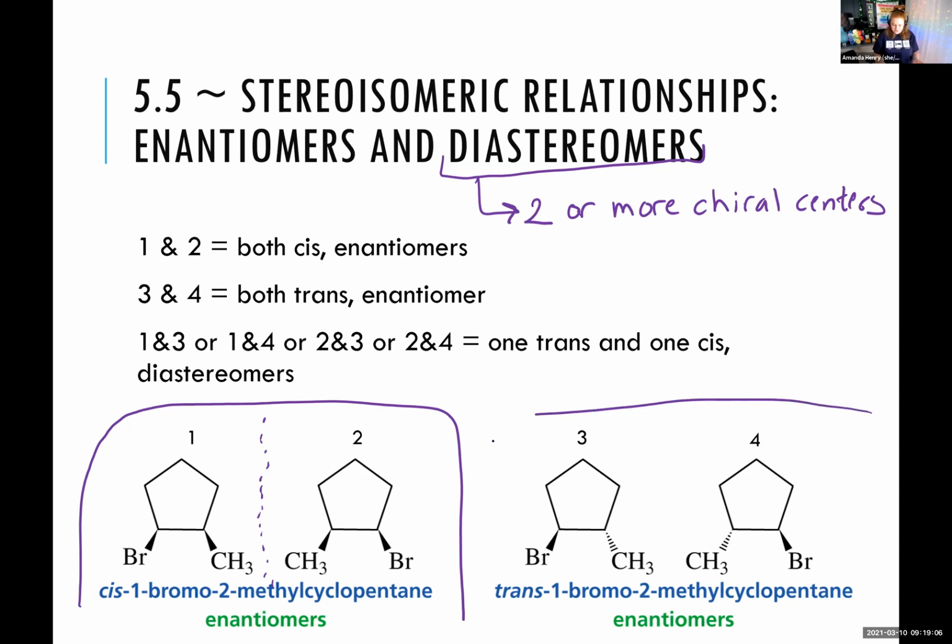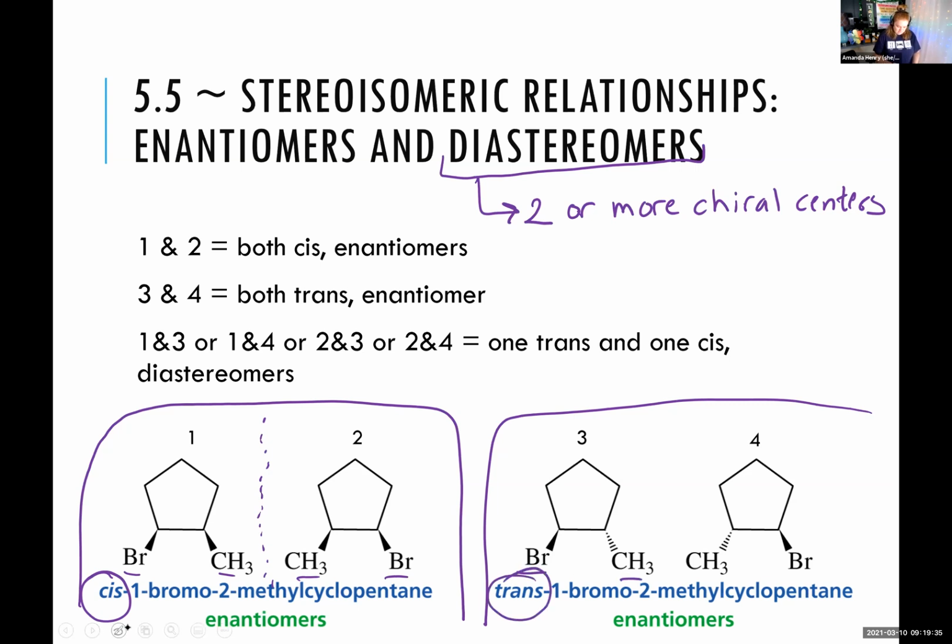Same thing with structures 3 and 4. They are mirror images, non-superimposable. We often show this with rings because with rings, we can easily do the whole dash and wedge thing. It makes it easy to see. So we have the bromine and the methyl both on wedges, so these are both cis. Or we have one of each, so these are both trans.